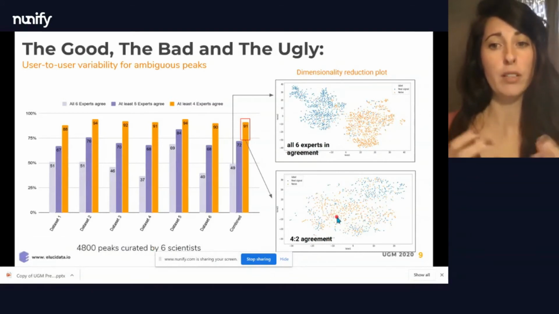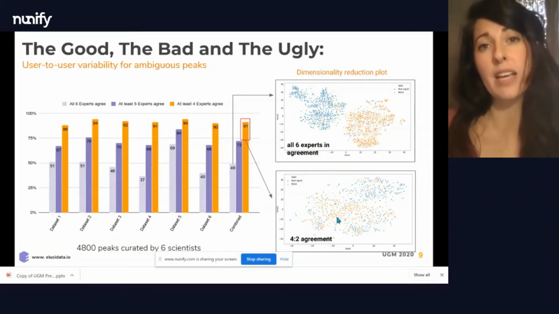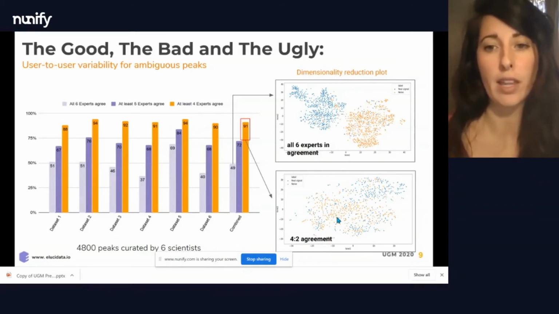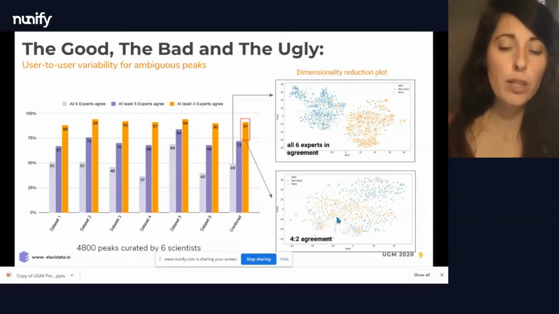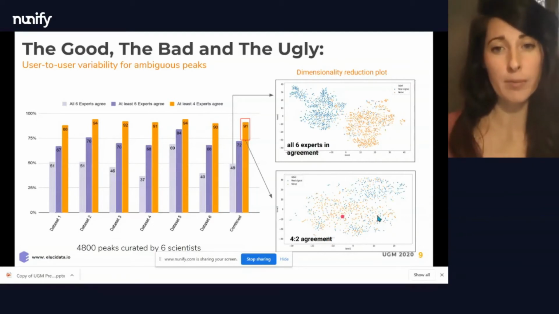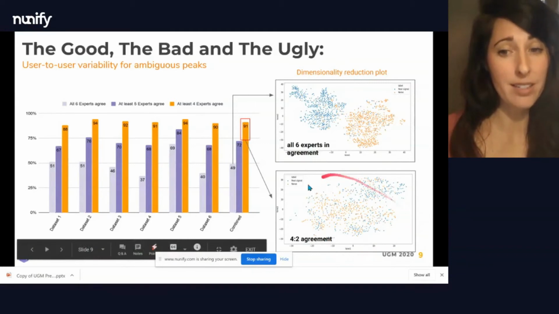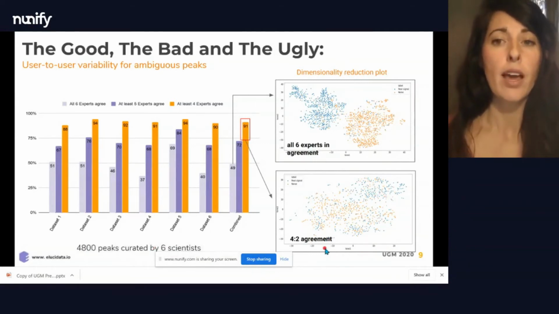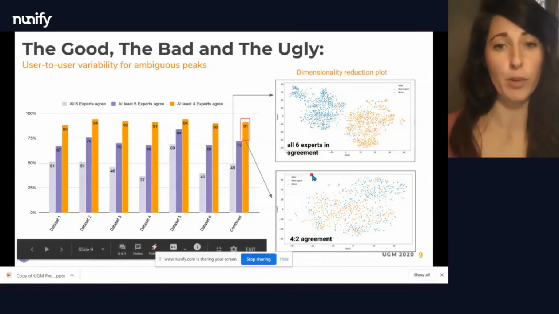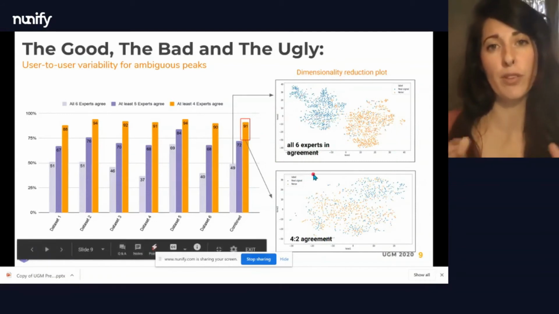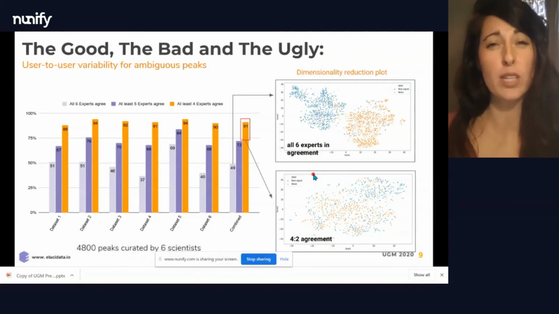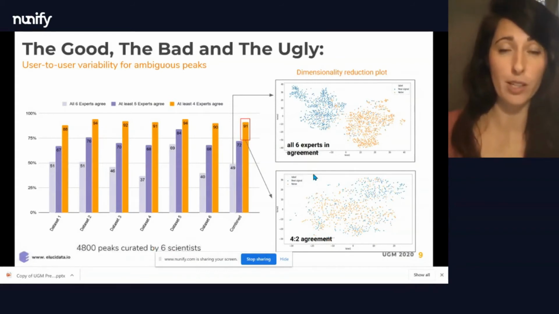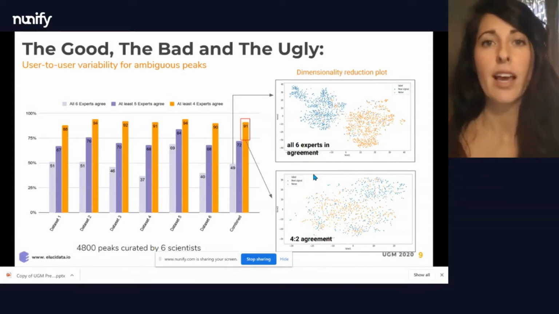So clearly these are what we refer to as ambiguous peaks. So it makes sense that we weren't all in agreement there. And it was really important, and we've been spending a lot of time going back to generate consensus around these ambiguous peaks, because if we just used the data where everyone agreed, we would be at risk of developing a machine learning algorithm that was just really good at identifying obviously good and obviously bad peaks. And that's not what we want.